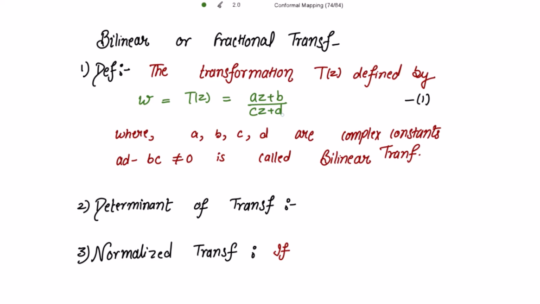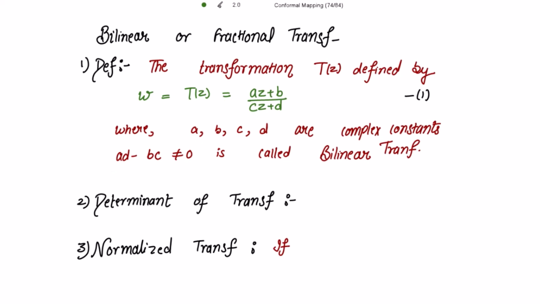a multiplying with d, that is the coefficient of z in the numerator multiplied with the complex constant in the denominator, that is ad, and then taking its difference with bc, which is the complex constant in the numerator multiplied with the coefficient of z in the denominator, that is c. So ad minus bc is not equal to 0. This is the condition for the bilinear transformation. So such kind of transformation is a bilinear transformation.